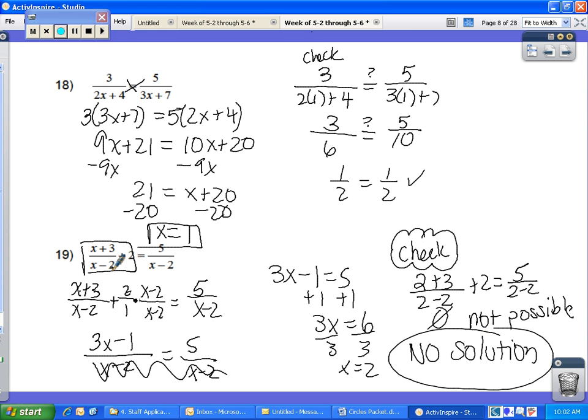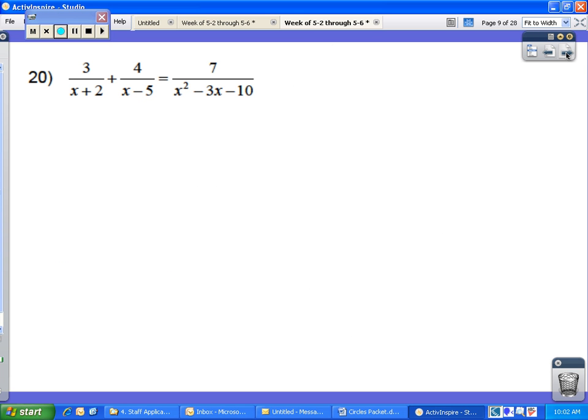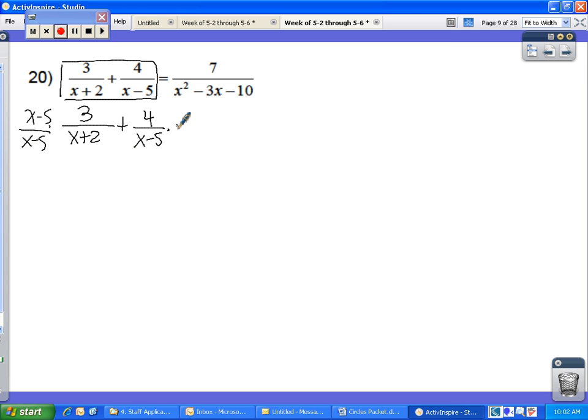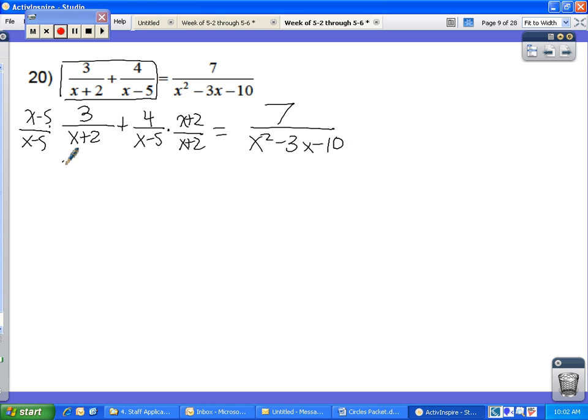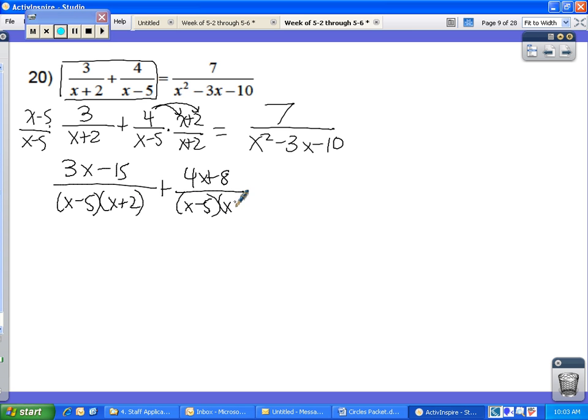Okay? Which kind of makes sense because you have the same denominator here, so there's nothing I can really add to the same denominator and get something else. And finally, number 20. Again, you want to first combine like terms over here. So that means I have to multiply the x plus 2 by x minus 5 over x minus 5. And I have to multiply the second fraction by x plus 2 over x plus 2. Oops, minus 10. Okay. And once I do that, I'm going to get 3x minus 15 over x minus 5, x plus 2, plus 4x, again distributing, 4x plus 8 over x minus 5, x plus 2.